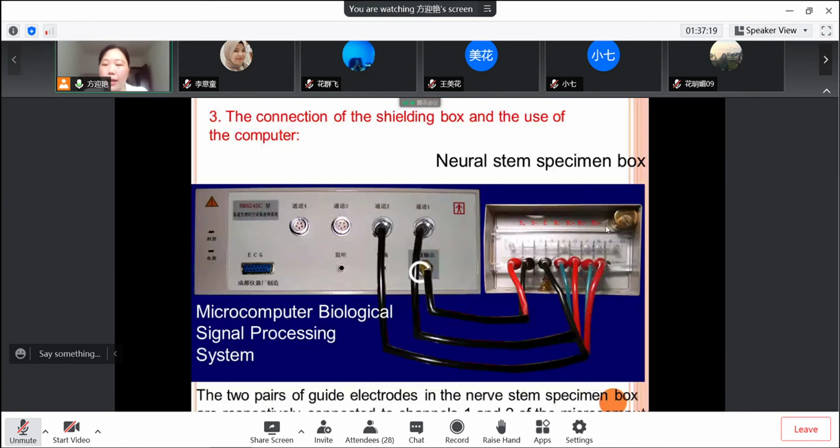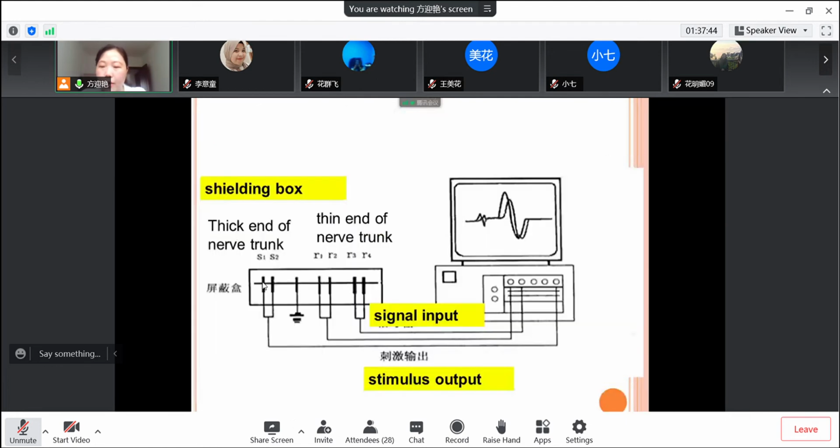The net controlled. I hope you take that. You should take the thicker end. The stimulator electrode, and the thin end on the recording electrode. We can see it like that.